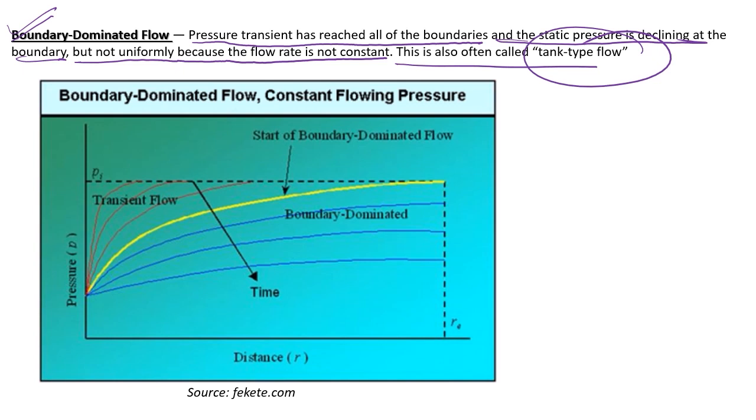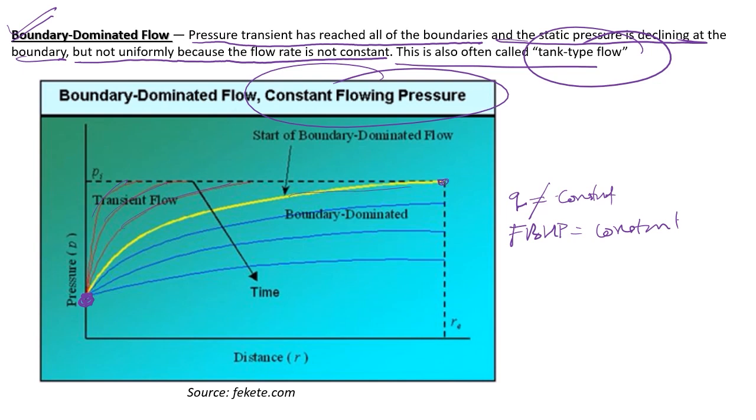So you can see over here that I have not kept my flow rate constant. My flow rate is not equal to constant, but over here I have kept a constant flowing bottom hole pressure. So initially at smaller time I will get transient flow regime. This point is my start of a boundary dominated flow, and now with increasing time for t1, t2 and t3 you can see that my pressure declines.